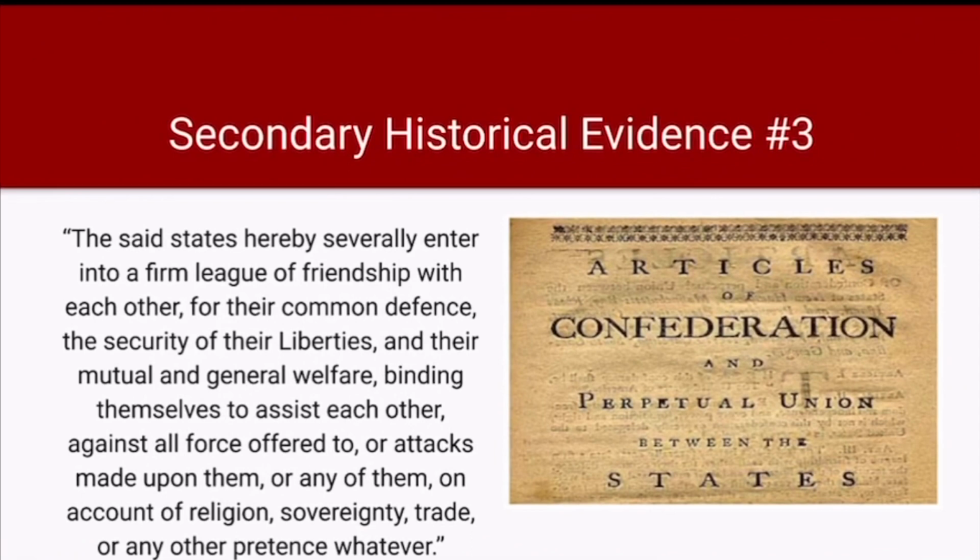Source number 3. The said states hereby severally enter into a firm league of friendship with each other for the common defense, the security of their liberties, and their mutual and general welfare, binding themselves to assist each other against all force offered to or attacks made upon them, or any of them, on account of religion, sovereignty, trade, or any other pretense whatever.